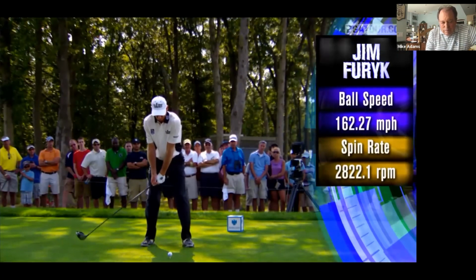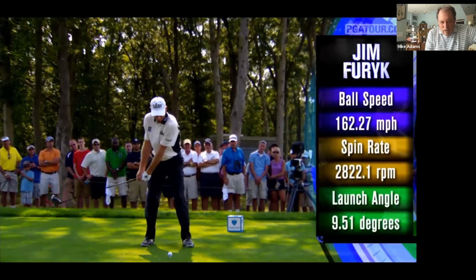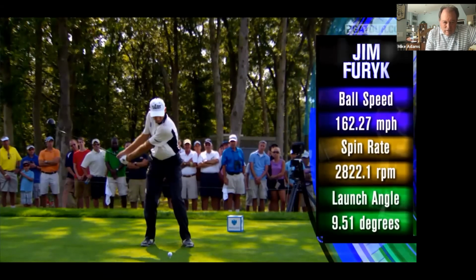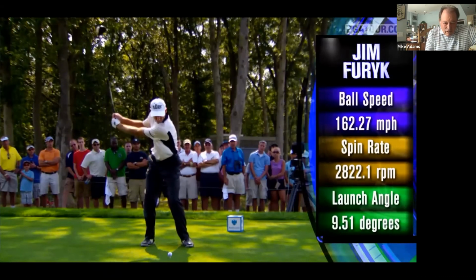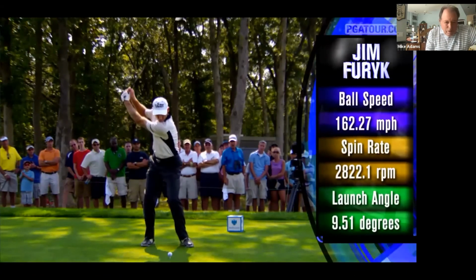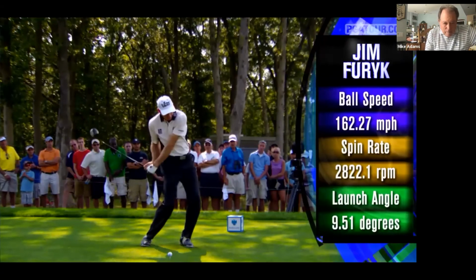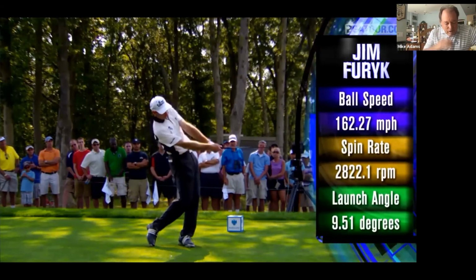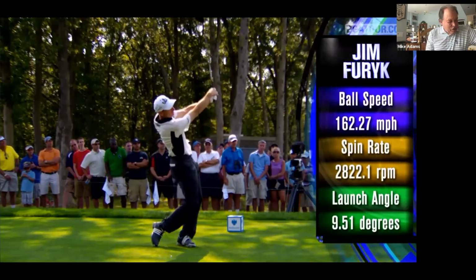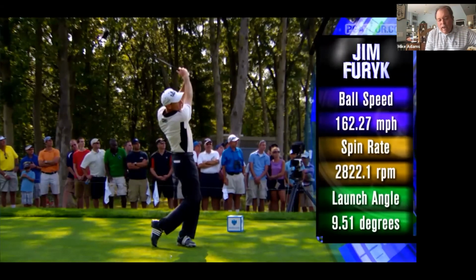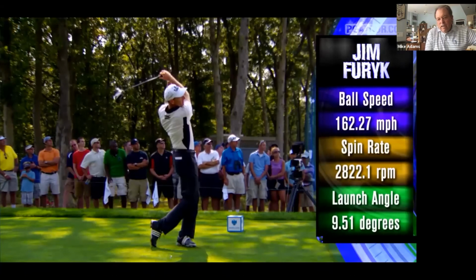High spin, low launch. So Furyk pretty much does exactly what he should do. Elbow gets behind the hip, and we turn through. Like we said before, there are no outliers. There's a reason why everybody does what they do, and that's why we test.